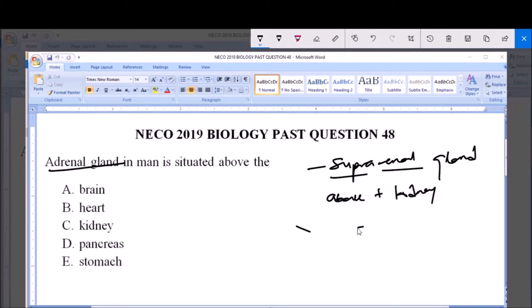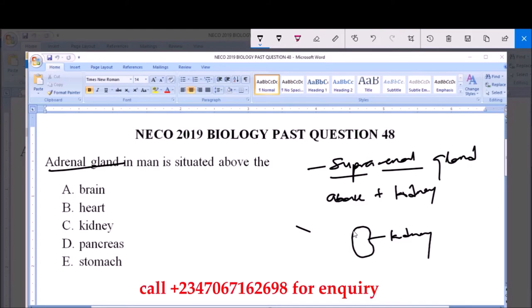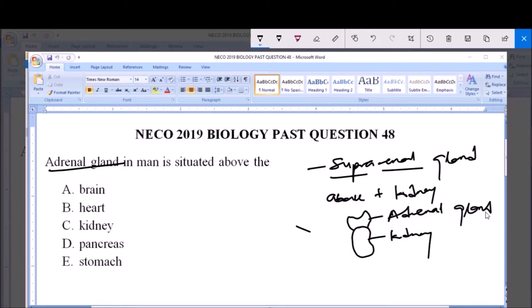Now it is represented this way. Let's take, for instance, we have the kidney. This is the kidney. Then we have the suprarenal gland, or the adrenal gland on the kidney, like this. Now this is the adrenal gland. So in man, the adrenal gland is located above the kidney, and that is option C, above the kidney.